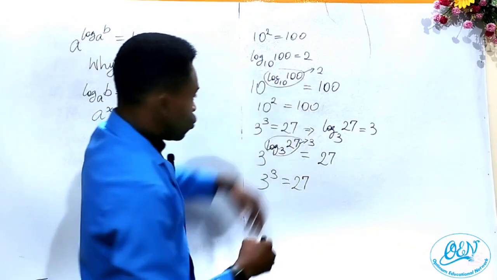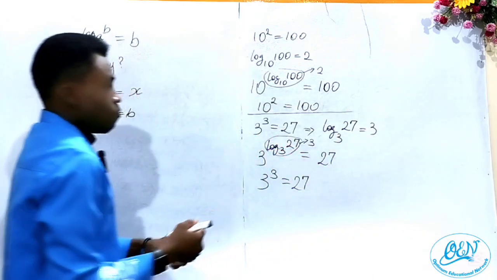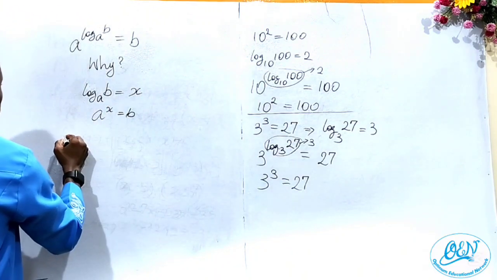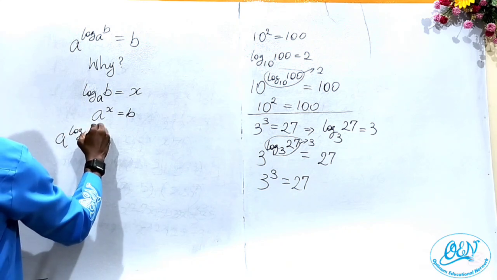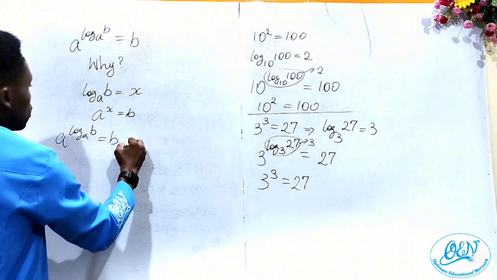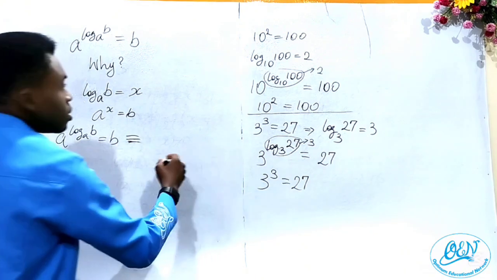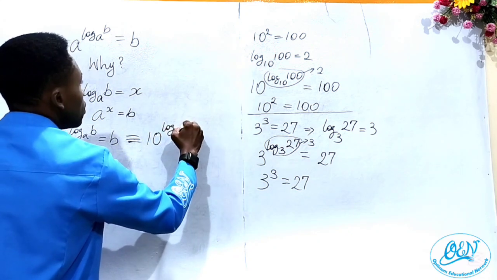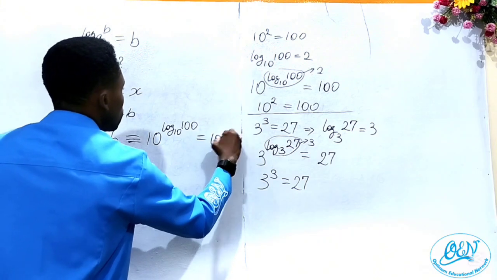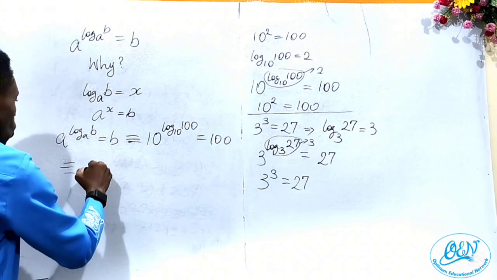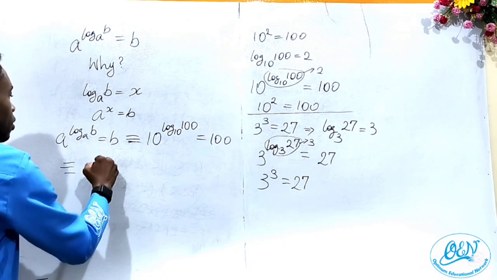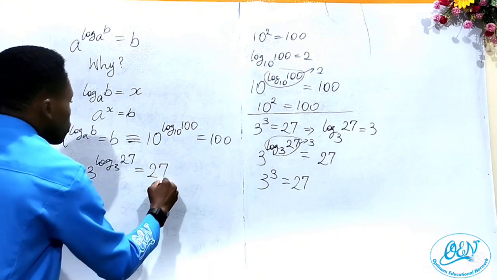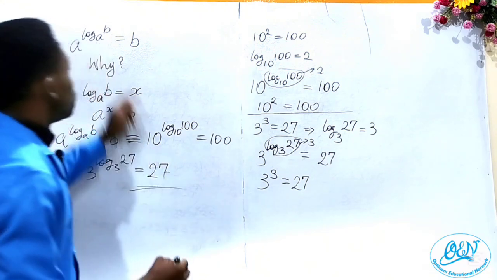So following these two examples, you can see that A raised to the power log to base A of B will be equal to B, just the same way as 10 raised to the power log to base 10 of 100 will be equal to 100, and just the same way as 3 raised to the power log to base 3 of 27 will be equal to 27. So this is the reason why we have this.